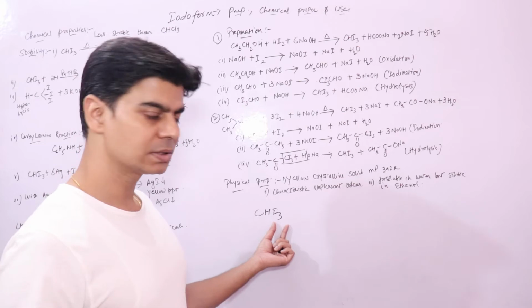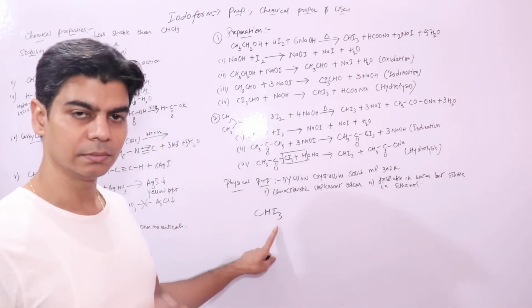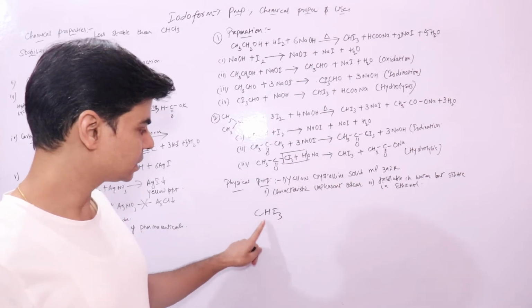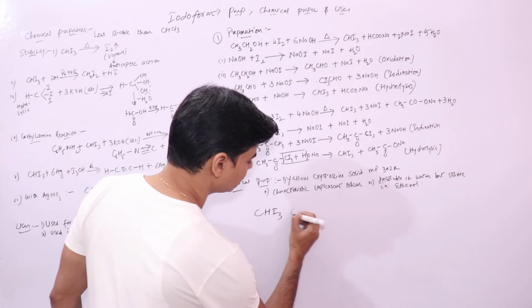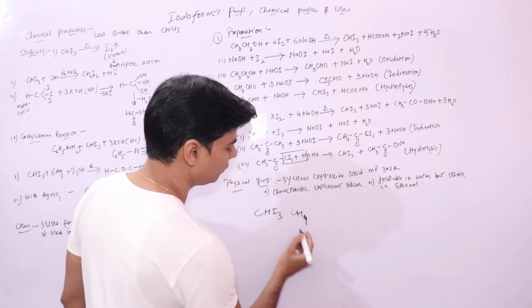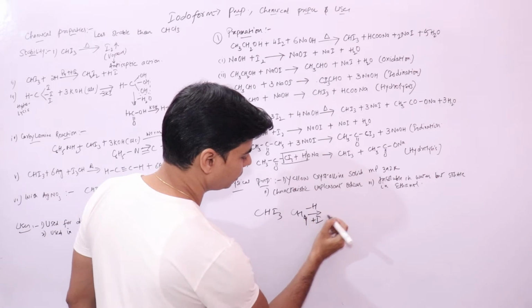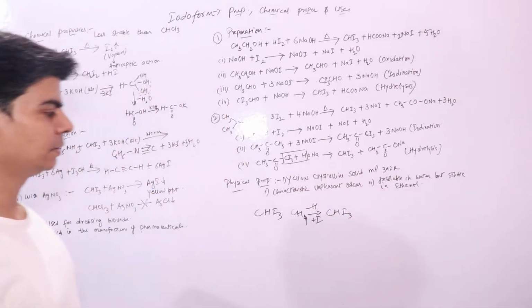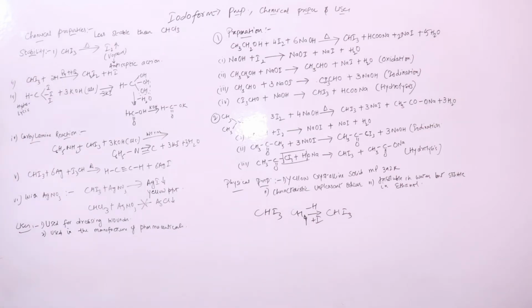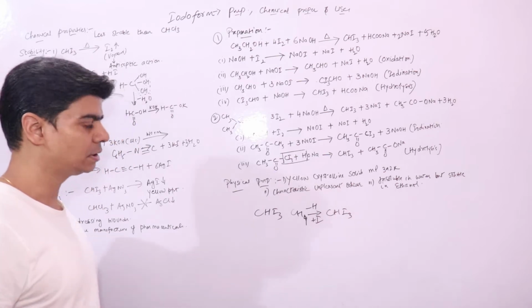That means this is also a polyhalogen compound because it has more than one halogen atom, and this is a triiodo derivative of methane. Methane is CH4. If you replace 3 hydrogen atoms with iodine atoms, what you will get is triiodomethane, or iodoform. So we call it iodoform. Now let's look into its preparation.